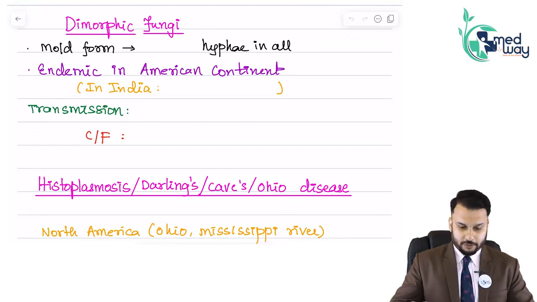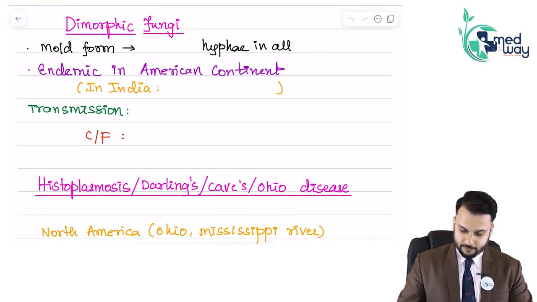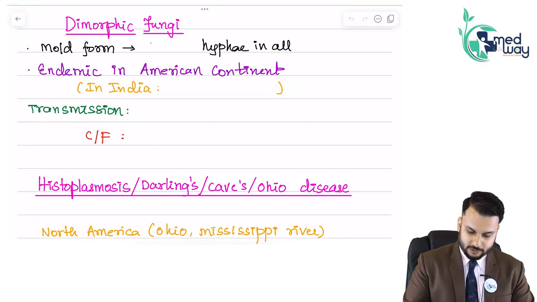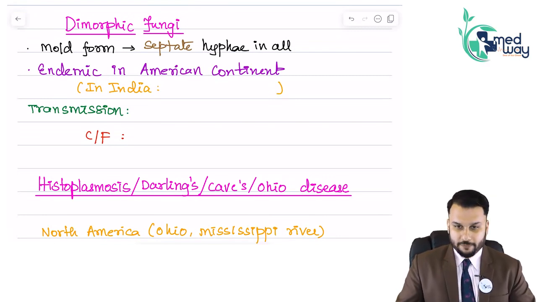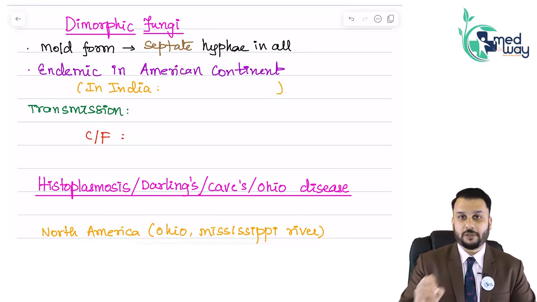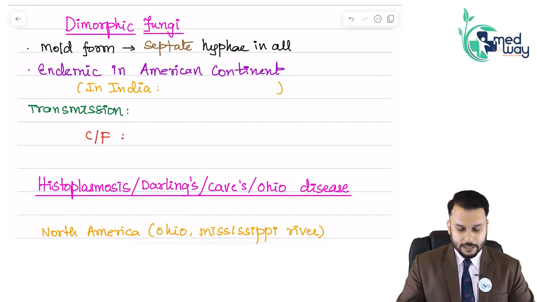Now, you all got to remember one thing, that these dimorphic fungi have septate hyphae as such. So all of these dimorphic fungi are going to have septate hyphae. Next, hyphae is a feature of molds, so that's not a surprise for any of us. And how are those hyphae? You have to remember septate hyphae. Fine. These diseases are more or less confined to the American continent. Hence, we have said that they're endemic in the American continent.